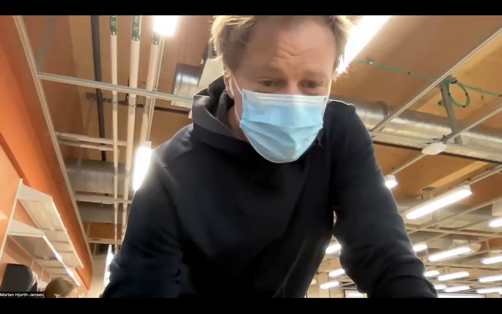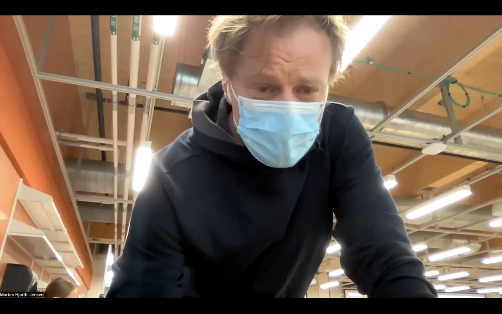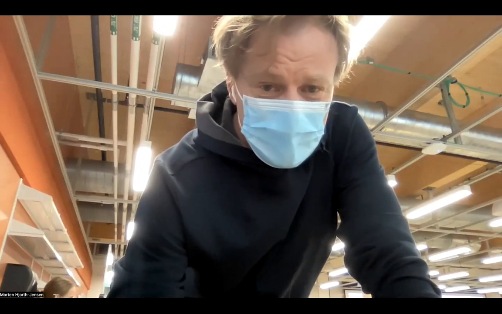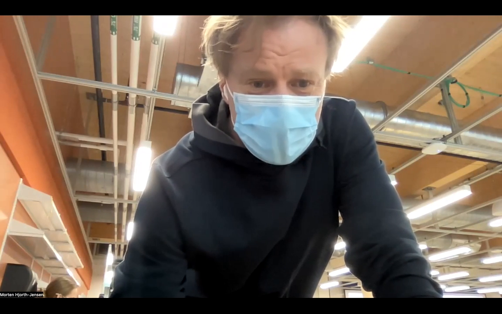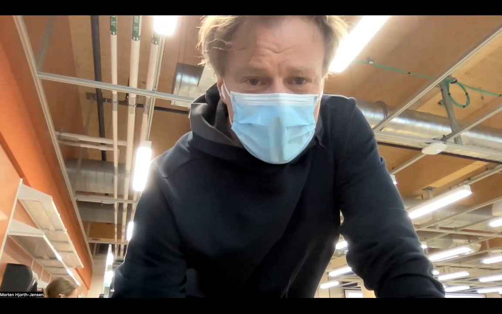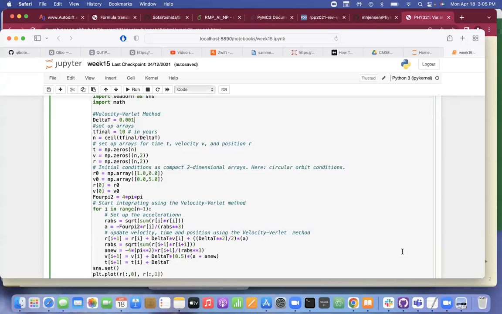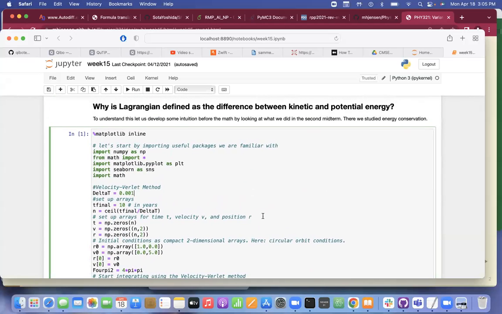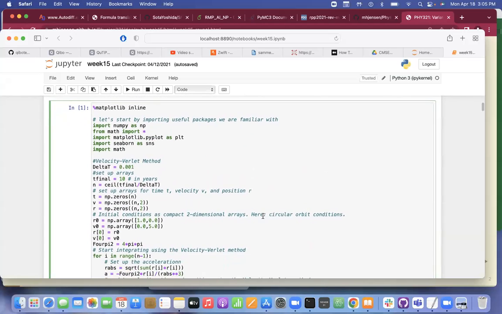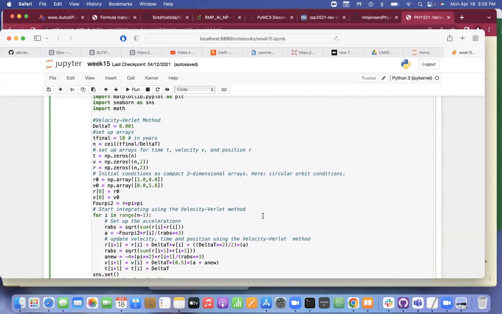So let me bring up the Jupyter notebook here, and we are going to take a close look at the conservation of energy, which we studied in the second midterm. What you have here is a calculation of an elliptical orbit for the Earth-Sun case. You remember in this exercise 1E, we put the velocity to 5 in units of astronomical units divided by number of years.